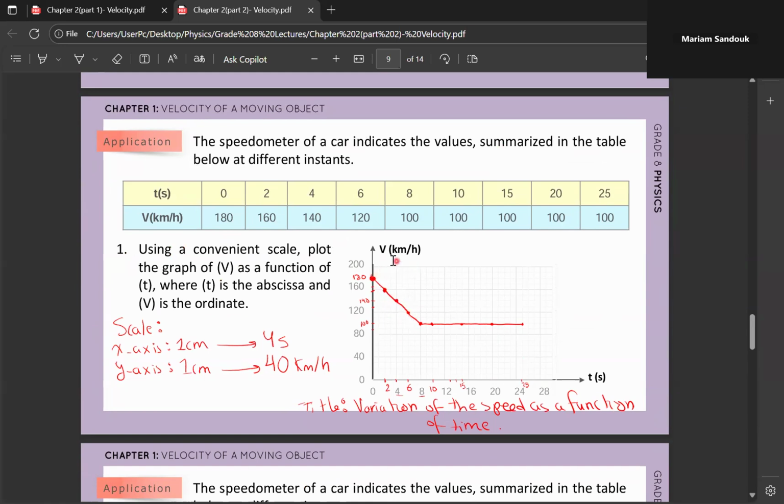Yes, of course. We have the speed in kilometers per hour as a function of time, which is in seconds. Because the line is decreasing, we can say that we have a decreasing straight line and the velocity, or the speed, is decreasing with time. So we can say that this is a decelerated motion. What about this line? This is a uniform motion, of course, because the speed is constant with time. So it's not changing. It's all the time 100.